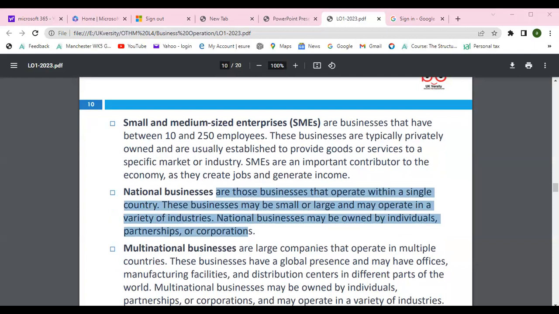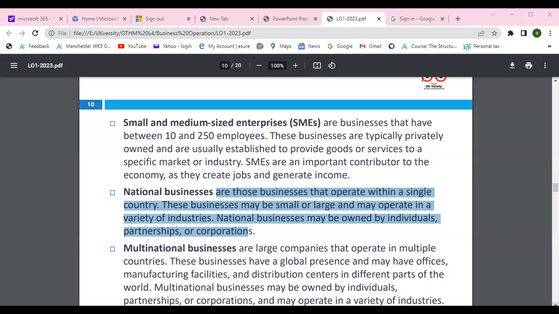Anyone heard about triple P? Public, private partnership. Like we are building HS2, the high-speed train service in the UK. The UK government is investing money and private companies are investing money in these projects, and they share the profit. That can be a national level business. Any question?